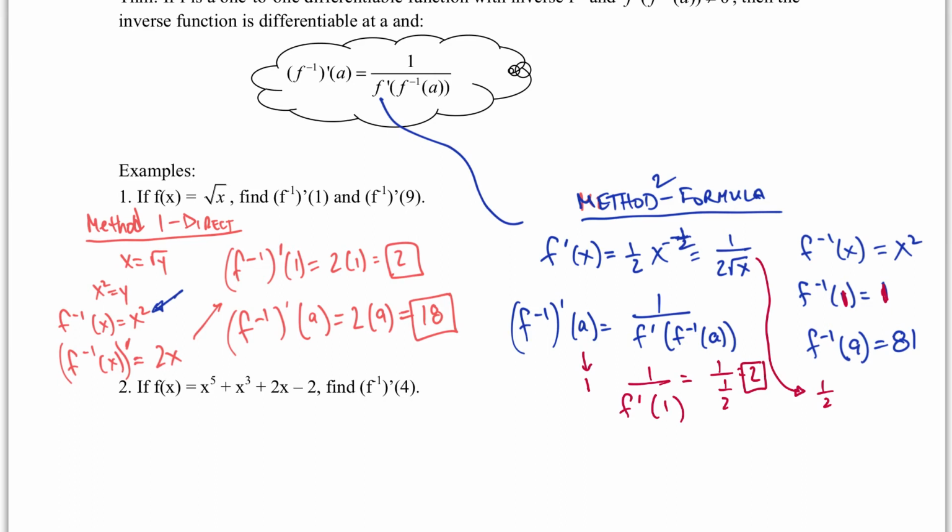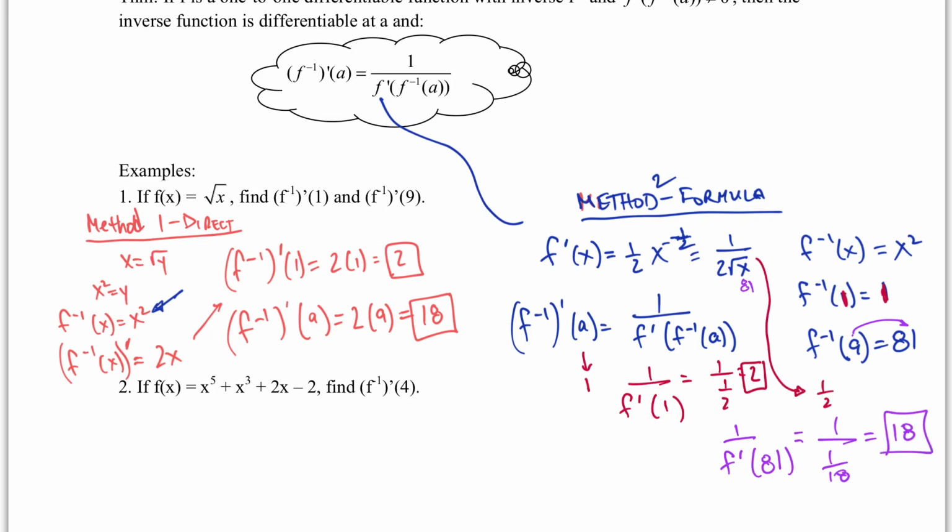Now I'll do the same thing, but this time I'll use the 9: 1 over f prime of f inverse of 9. F inverse of 9 gave me 81, so I'm taking 1 over f prime of 81. That's how I should say it. So when I put in 81 here, I'll get the square root, which is 9, times 2 is 18. So I'll get 1 over 18.